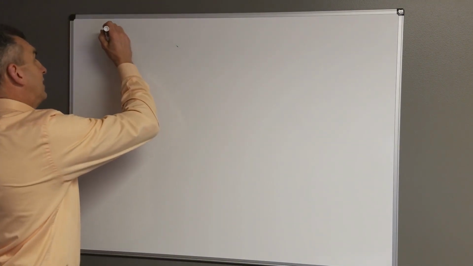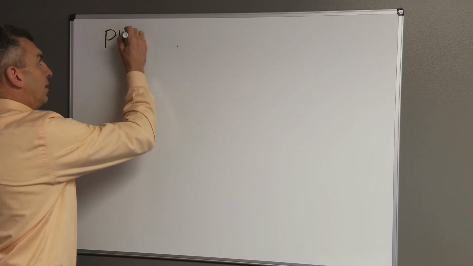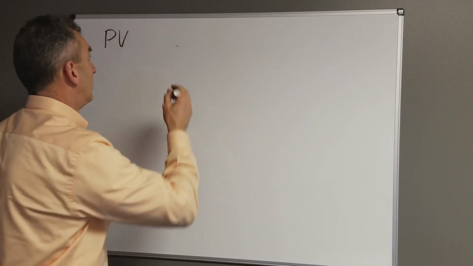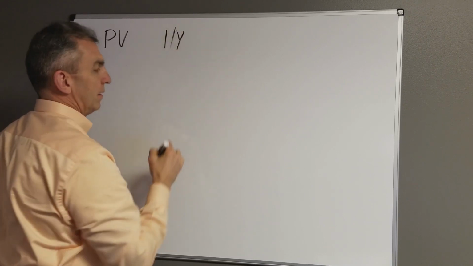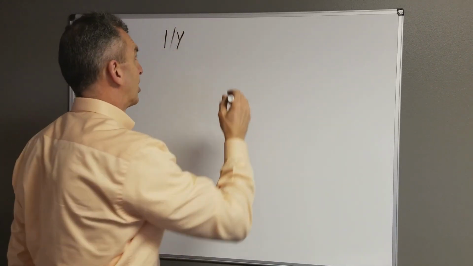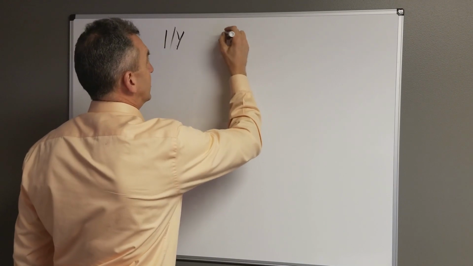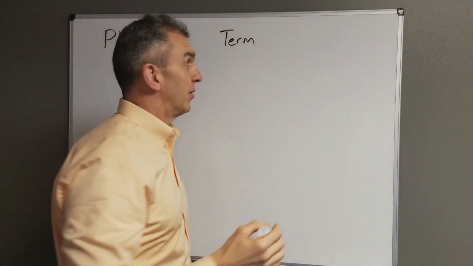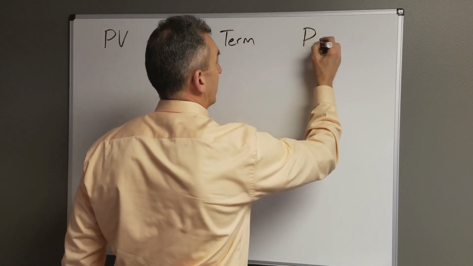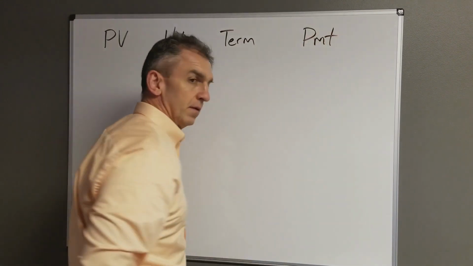We've got the PV, or the loan amount. We have the interest, or IY, okay? And then we have the term. And then finally, what everybody really wants to know is the payment, or PMT, okay?